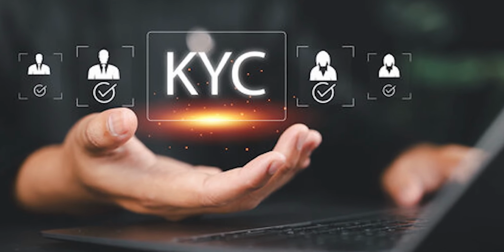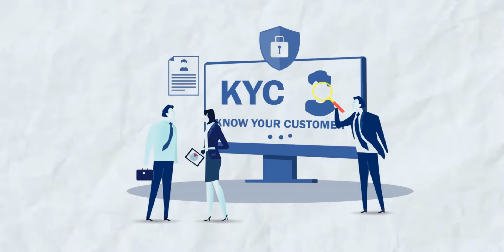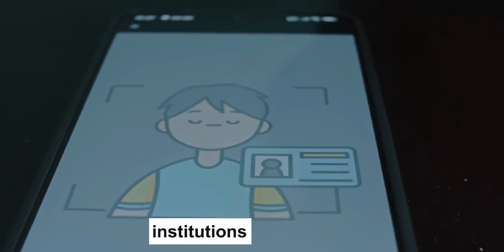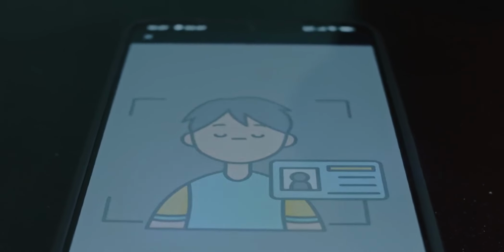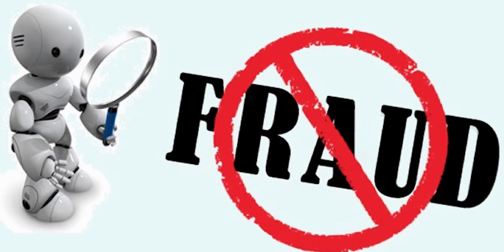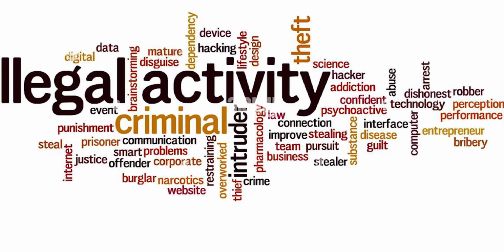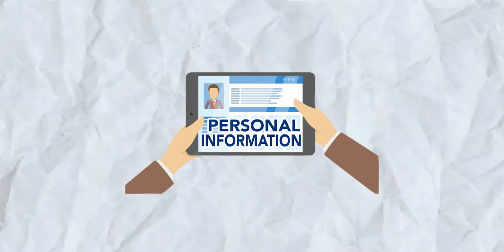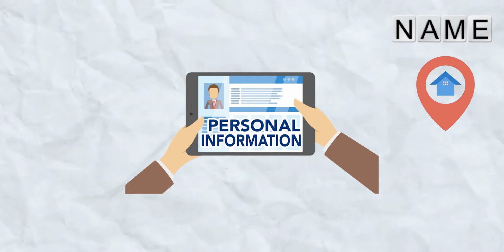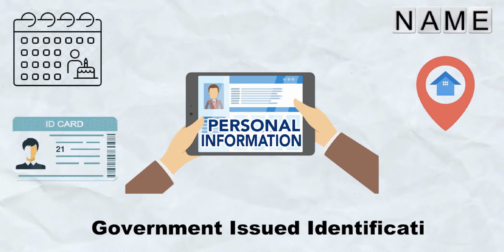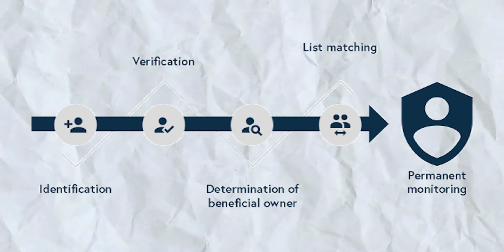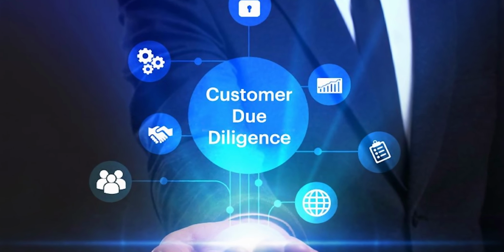What is KYC verification? KYC, Know Your Customer. Verification is a process that businesses and financial institutions use to verify the identity of their customers to prevent fraud, money laundering, and other illegal activities. It involves collecting and verifying personal information about a customer's identity, such as their name, address, date of birth, and government-issued identification. KYC is also an integral part of a larger regulatory framework, which is called Customer Due Diligence, CDD.